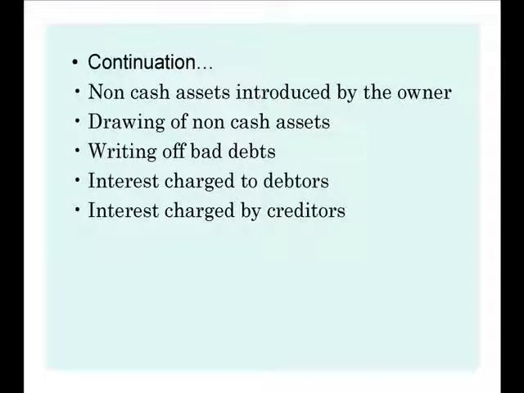Cash receipts journal cannot be used for this. This is non-cash assets. Right? Furniture, vehicle, bank loans, no. Then the relevant journal is the general journal. Record these assets and liabilities in the general journal. Already explained non-cash assets introduced by the owner. Earlier I said assets and liabilities, so same thing without liabilities.